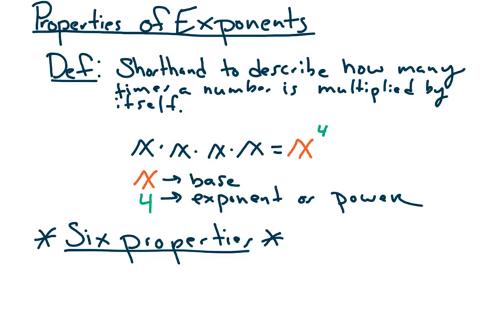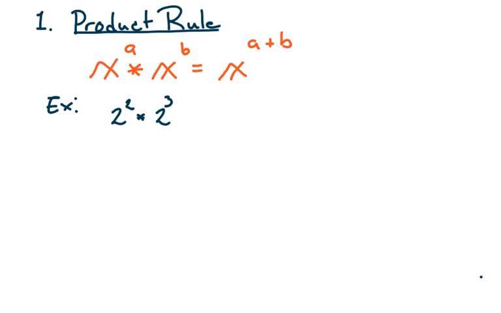Okay, and there are 6 properties that I think are very important when talking about exponents. And these properties allow you to manipulate algebra problems. Okay. So let's go through our first property. The first property is called the product rule. Okay? Rules are properties. So this is the product rule.